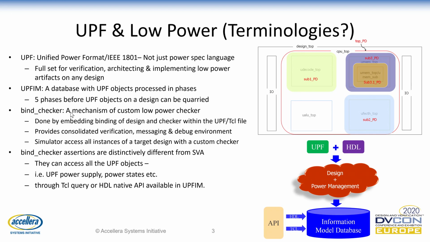So what is the difference between a custom checker and a SystemVerilog assertion? They can be very similar, but the custom checker can access the UPF object, which a SystemVerilog assertion cannot. And you can also query the Tcl or HDL native API with this bind checker.